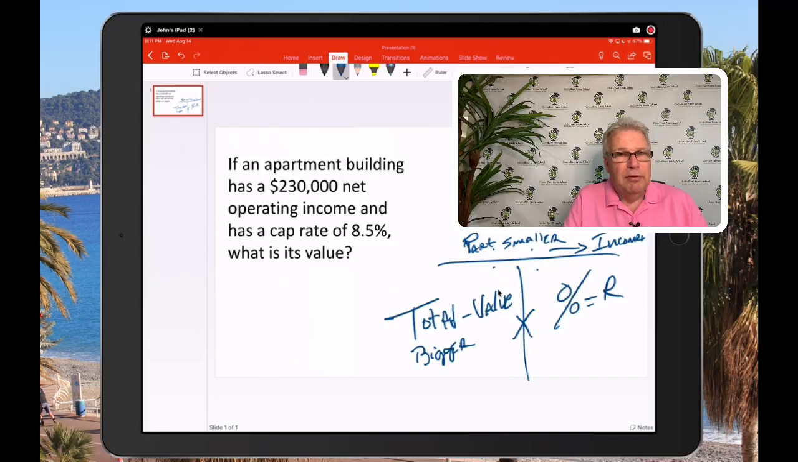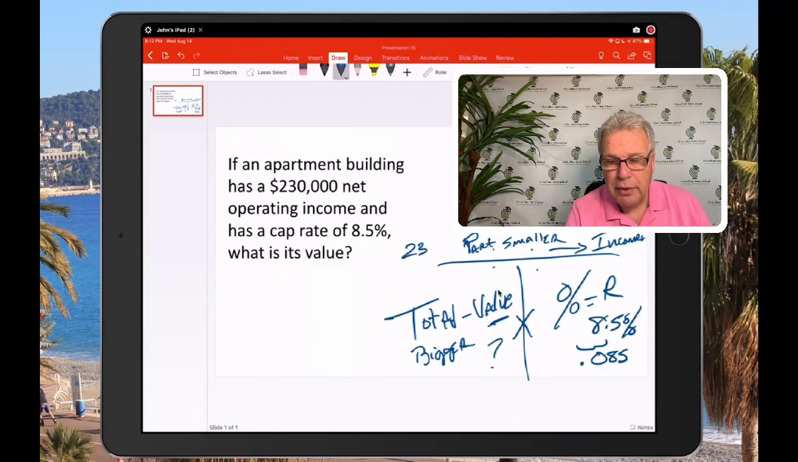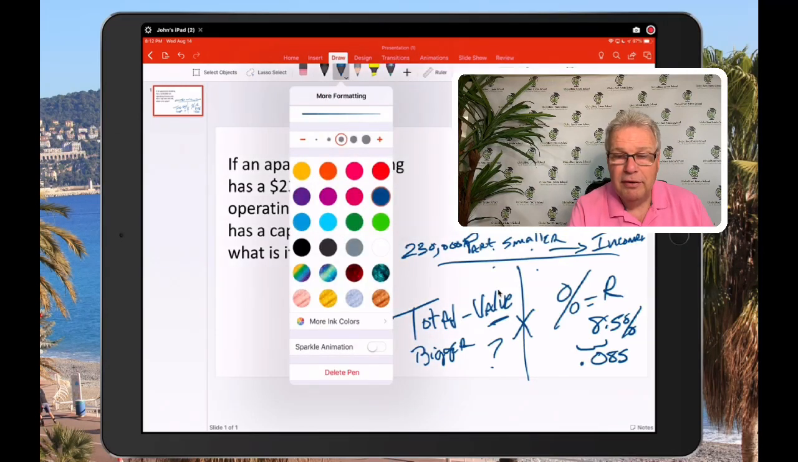Now on cap rate problems, you see here, an apartment building has a $230,000 net operating income and has a cap rate of 8.5%. What is the value? Well, we know we have 8.5% in the problem. Remember, I said you will always have two variables; you have to solve for the third one. Now, I like to move my decimal point over 2 places, which gives us 0.085. The question asks, what's the value of the building? Value is on the bottom, that's what we're solving for. The net income is $230,000.